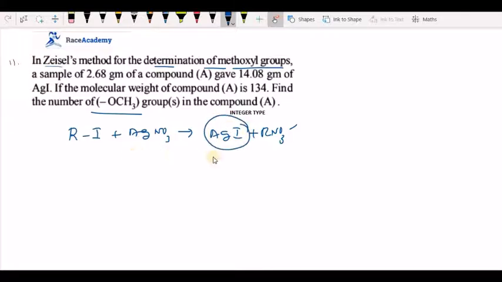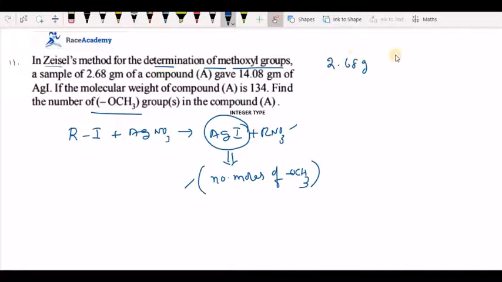After this is obtained from an ether, it will give silver iodide with silver nitrate. This indicates that the number of moles of silver iodide obtained in the Zeisel method becomes equal to that many number of moles of methoxy groups present in the given compound. That is the meaning of it. So from this we can understand that the Zeisel method is for the determination of the number of methoxy groups in the given compound.